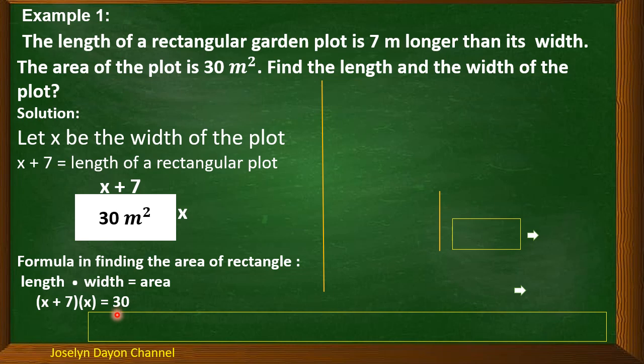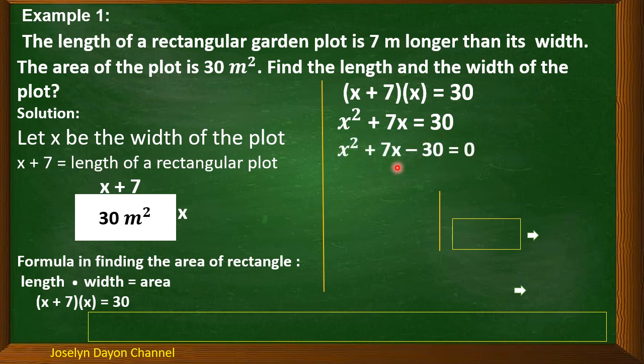So we will write first the equation in standard form. We have to simplify first. So x times x is equal to x squared. 7 times x is 7x. Bring down 30. Next, 30 will be transposed to the left side so that we can have an equation in standard form. And the resulting equation now is x squared plus 7x minus 30 equals 0.